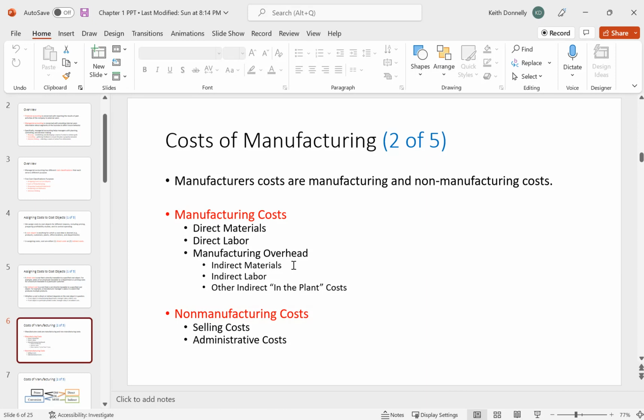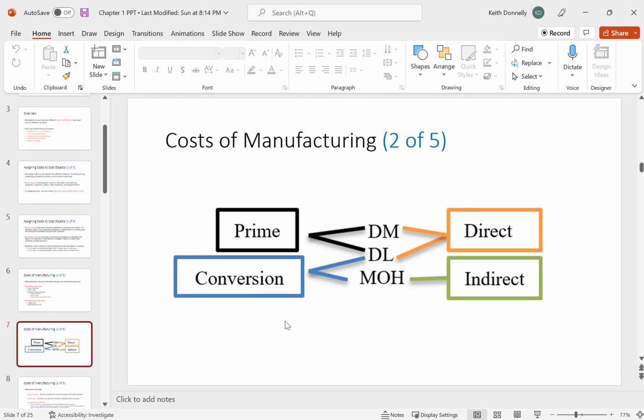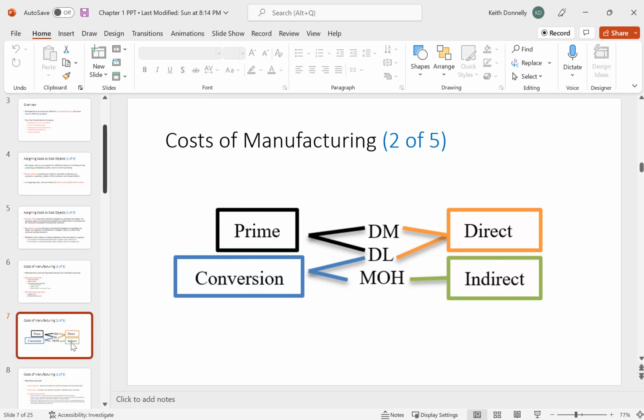In distinction, right, we have non-manufacturing costs. So these are like selling costs and administrative costs. We'll look at these, we'll define them in a later slide here. So again, costs of manufacturing, you have your direct materials, you have your direct labor, you have your manufacturing overhead. Some of them are direct, some of them are indirect. Oftentimes they'll call these two conversion costs, and then oftentimes they'll call these two prime costs.